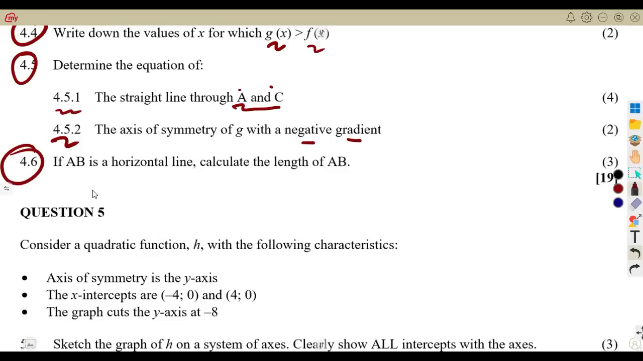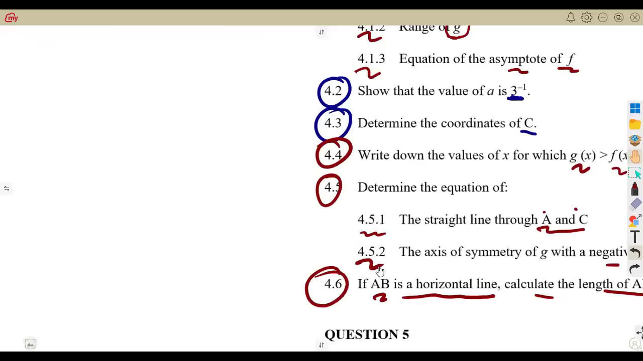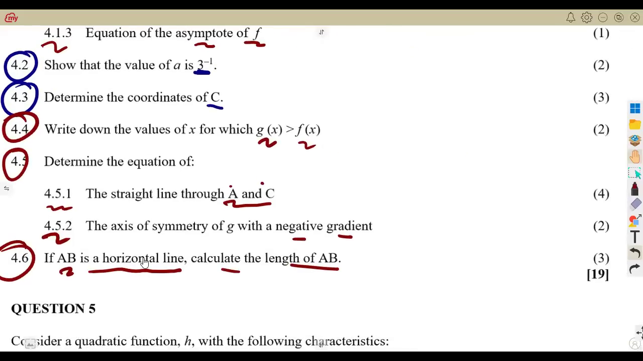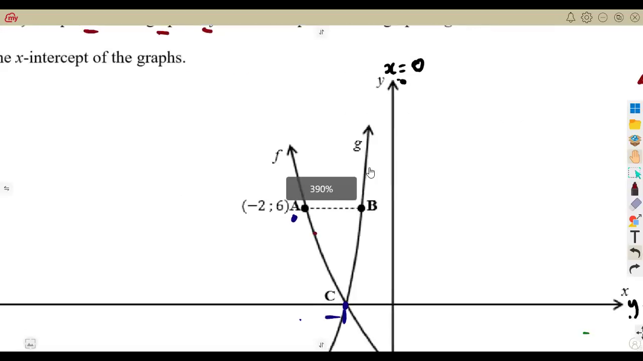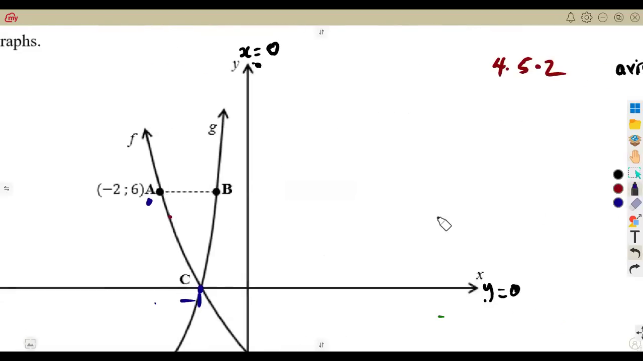Then on 4.6, if AB is a horizontal line, calculate the length of AB. If we are to consider AB as a horizontal line from our graph, we saw that A and B, this is where we have it here. If it is to be taken as a horizontal line as it is presented here, what is the effect? What is that we are going to take? It is the same value of y that is not going to change here. So on A here, the value of y is what? Is 6. It means also here the y that we have is 6.